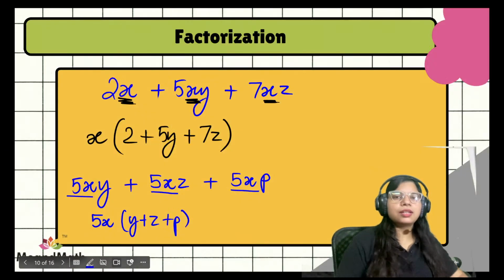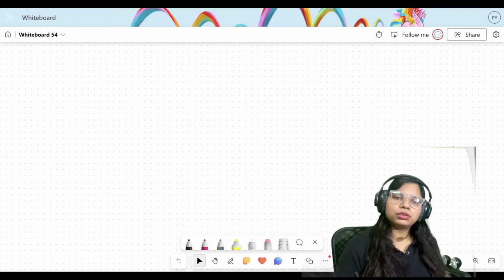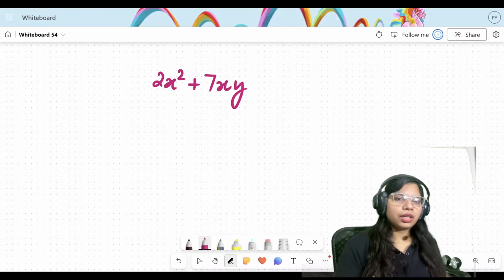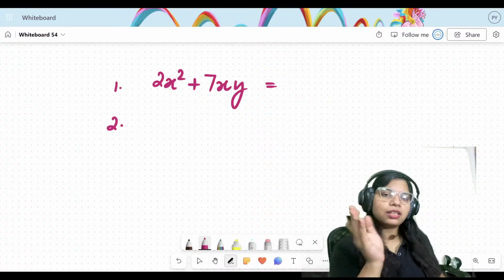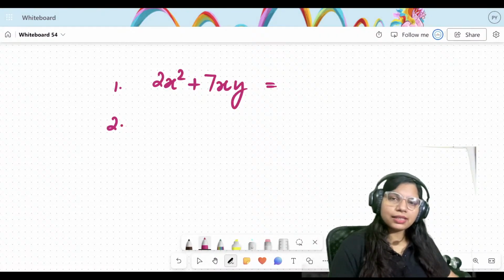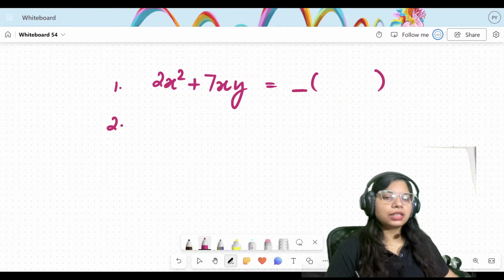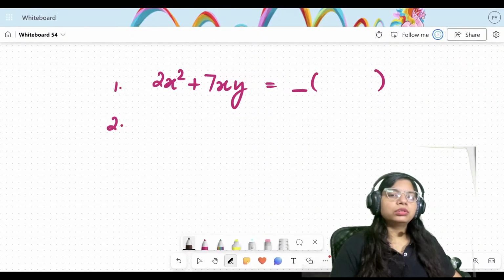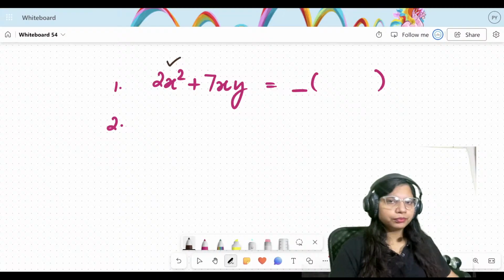Let's do a few questions. Okay. So I'll add a few questions here. If I say 2x squared plus 7xy. Okay, let's do this one. Factorize and write. Factorizing is nothing but taking the common out. We always write in brackets and outside the bracket we write some common number. It could be a number, variable, anything. So what is common in both the terms? What is common in 2x squared and 7xy? x. Can you really identify without breaking it down?